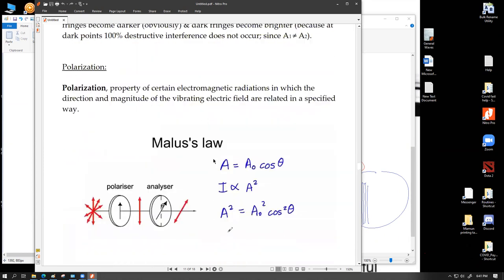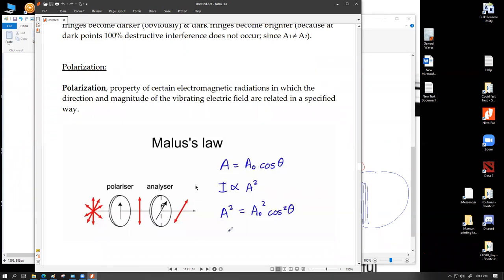Malus's law is basically, the scientist Malus found this relationship: the output of the analyzer polarizer would be related by the cosine ratio. So this is what he came up with in the first place.